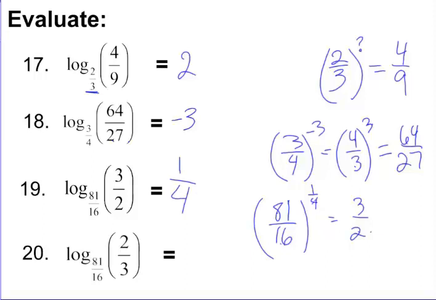Now here, does the 81 go with the 2 at all? No. But it would go with the 3, right? But the 3 is on the bottom. So what do I have to do with my exponent to make the 81? It's going to become negative, and what is that exponent going to be? That'll also be a 1/4.